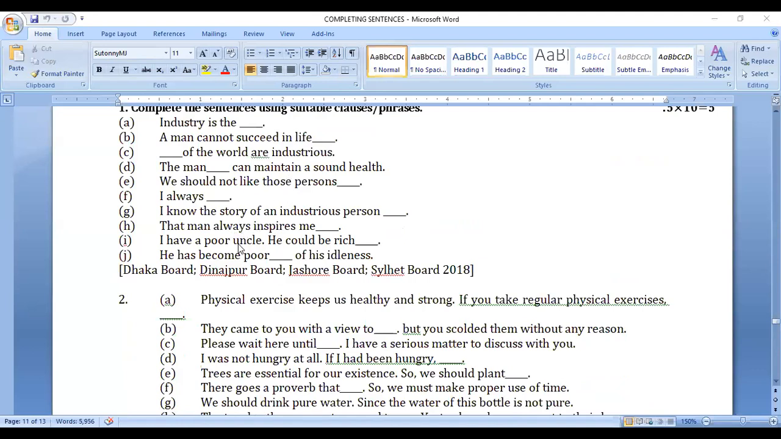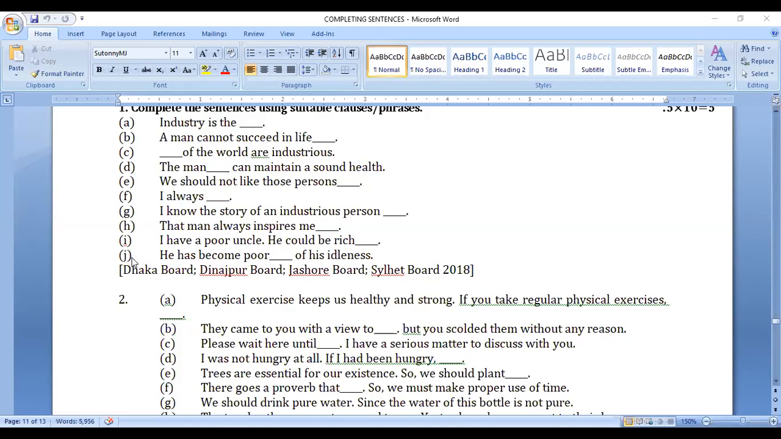And now come to exercise number I. I have a poor uncle. He could be rich now if he worked hard. Okay. Yes, sir. So you must read the first sentence very minutely. If you want to be grammatically and contextually correct, you must read the first sentence correctly. Okay.